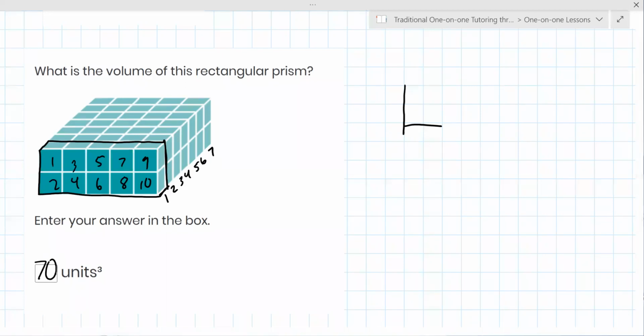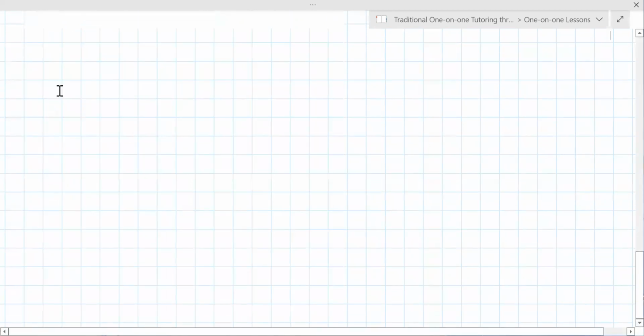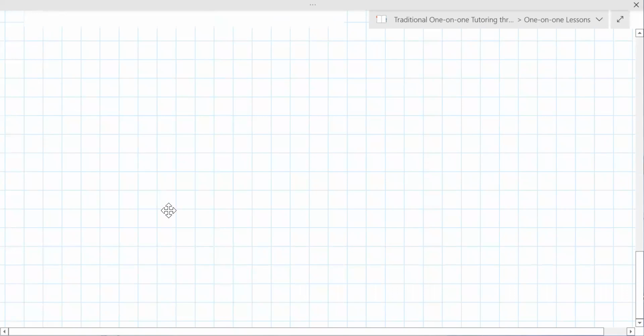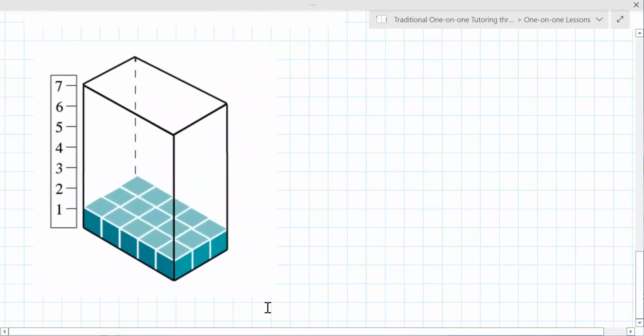I will just see if there's maybe some clearer questions. Okay, yeah, let's try this. This would have been better to do first. This one here. So let me snip this in. All right. Now, how many cubes do you see on the bottom?